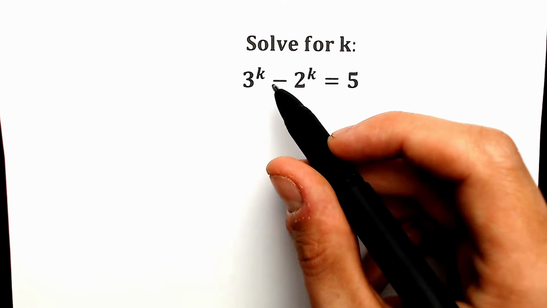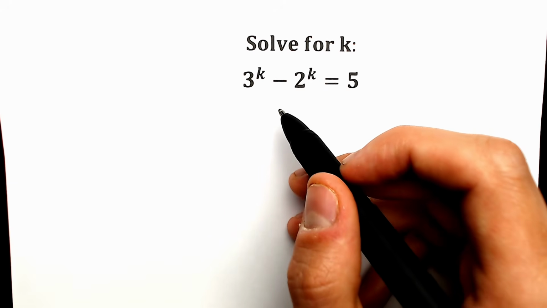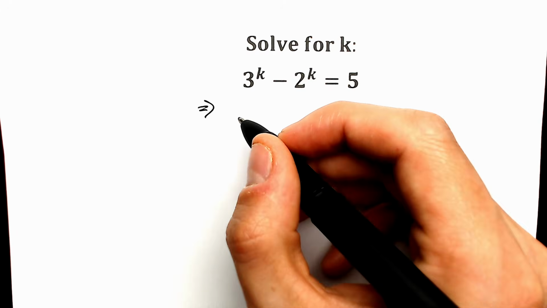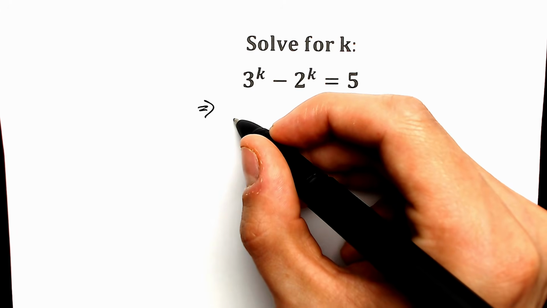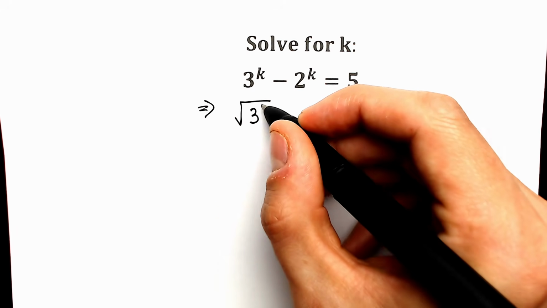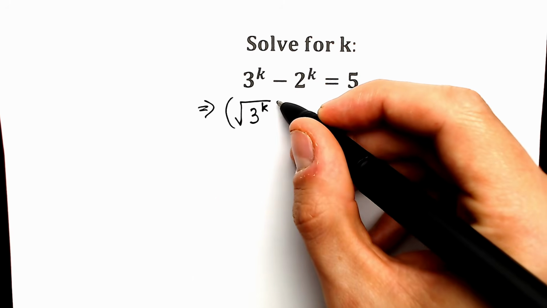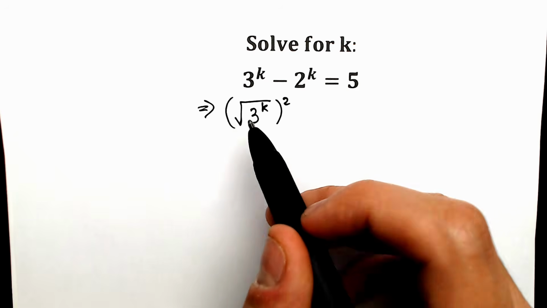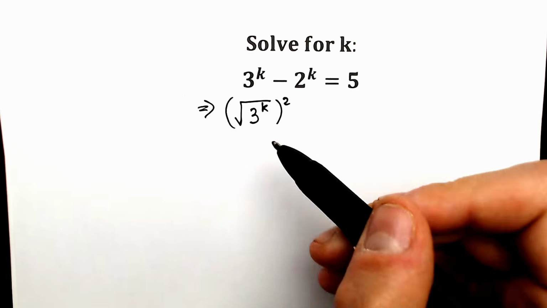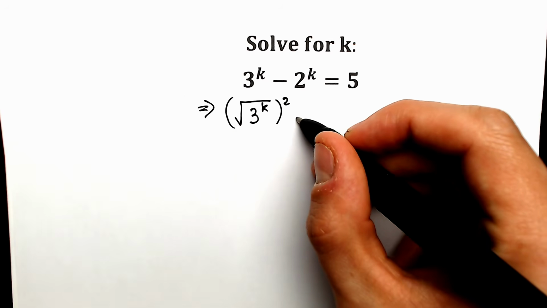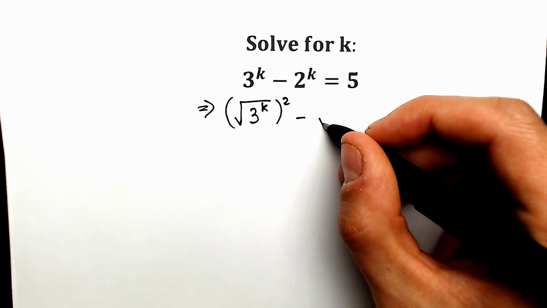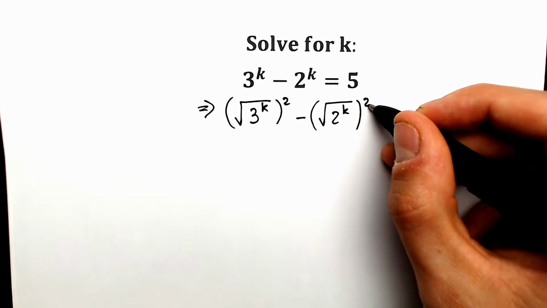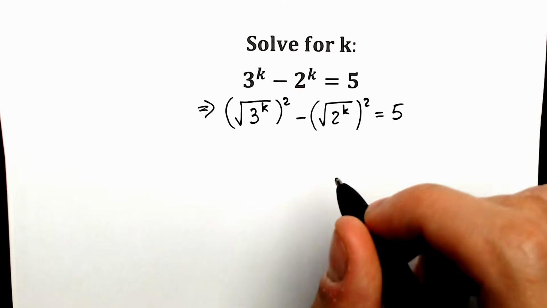Okay, so there are a lot of ways we can solve this question. The first one is the geometrical way, but I'm going to show you the algebraic way. First of all, instead of 3 to the power k, I want to write the square root of 3 to the power k, raised to the power 2. Basically it changes nothing, because we can easily cancel this 2 with the square root sign, so it is the same 3 to the power k. And the same thing with 2 to the power k: the square root of 2 to the power k, raised to the power 2, equal to 5.